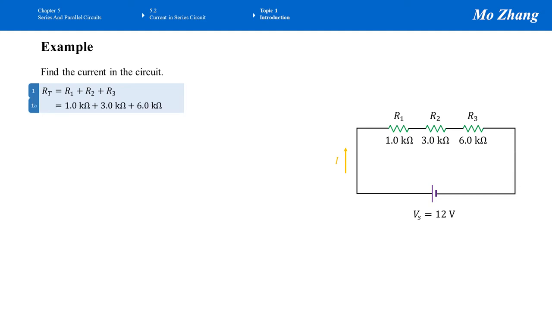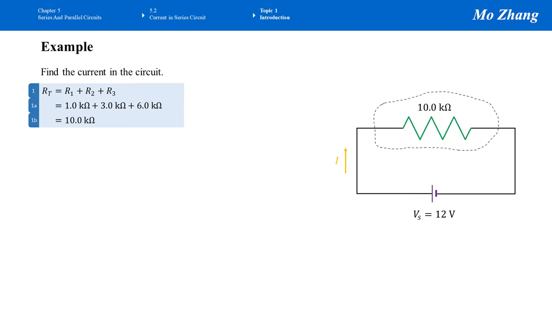Substitute the value for each resistor. That is 1.0 k ohm for R1 plus 3.0 k ohm for R2 plus 6.0 k ohm for R3. If we add them up, that is 10 kilo ohm. So the system has 10 kilo ohm resistance. The question is, what's the current in the circuit? We know if we replace these three resistors by just one resistor, that one resistor's value is 10.0 k ohm.